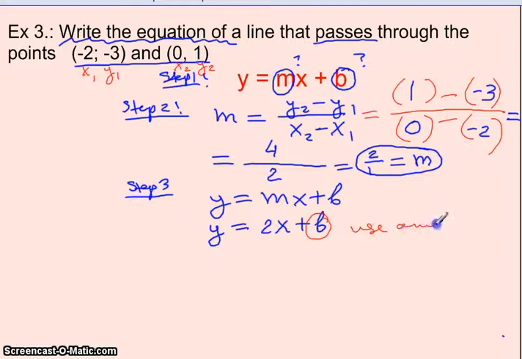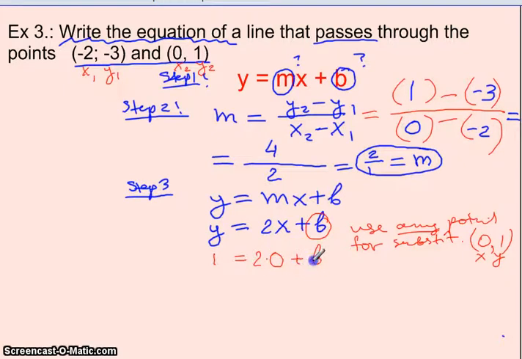Use any point for substitution. I will clarify that I'm using 0, 1. And the first value is my x and y. Notice I label them so that I don't mess up my substitution. Well, now, since the y is 1, I can write it right here. 2 was already there, and my x is a 0.